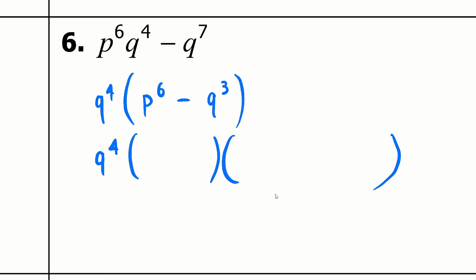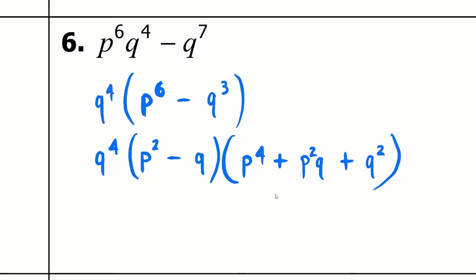What will multiply by itself 3 times to get P to the sixth? That's P squared times P squared times P squared. What will multiply by itself 3 times to get Q to the third? That's just Q. So square both of those. What's P squared times P squared? P to the fourth. Q times Q, Q squared. Multiply those, that's P squared Q. If the original was a minus, so is this, and this has to be plus to offset it. Oh, and this is always plus.